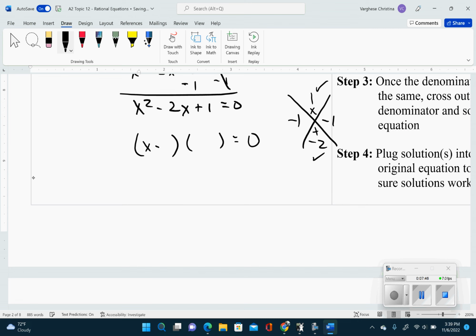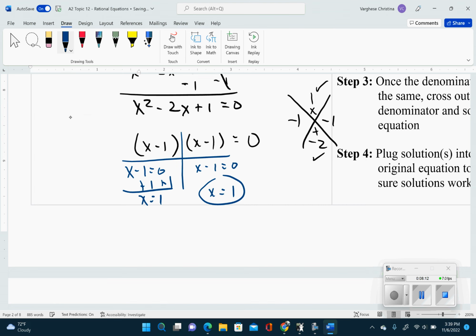So we have x minus 1, x minus 1 here. And the next thing we're going to do is set both of these equal to 0. So x minus 1 equals 0 and x minus 1 equals 0. Common sense might say, hey, that's the same thing. So we'll add 1 here, add 1. So we get x is equal to 1, which means we're going to get x equals 1 here, right? 1 minus 1 is 0. So x equals 1. So this is what we think our answer is.